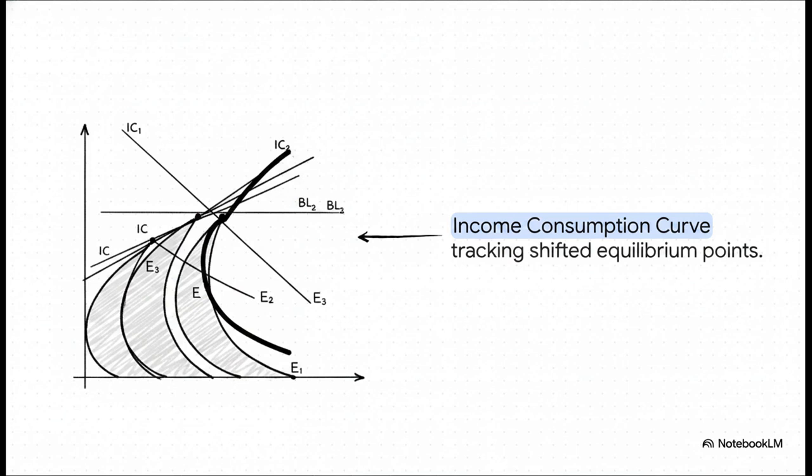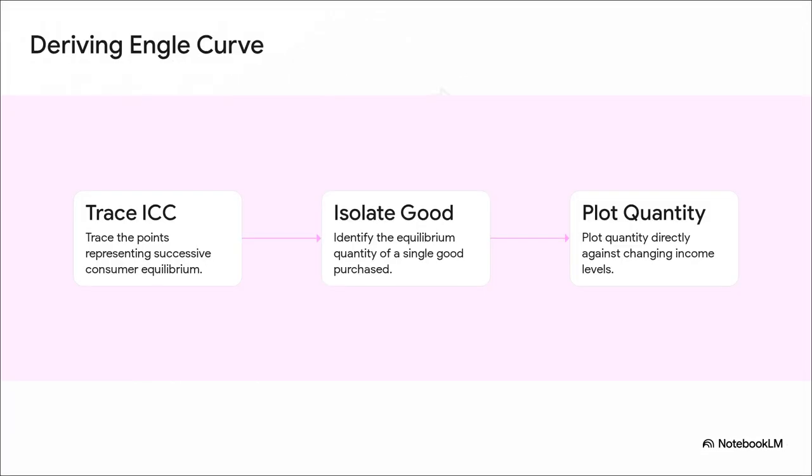If we connect those successive equilibrium dots as income grows, we get the income consumption curve, or ICC. Now, deriving one curve from another trips up so many students, but you're going to nail it. To get the Engel curve from the ICC, just follow these steps. The ICC looks at both goods, right? But the Engel curve only cares about one. So you just isolate the equilibrium quantities of, say, good X from the ICC and plot those directly against your changing income on a brand new graph. Simple as that.